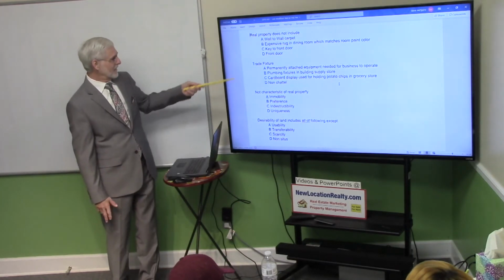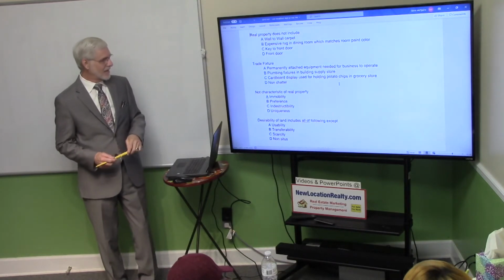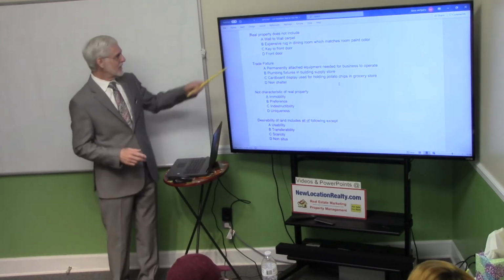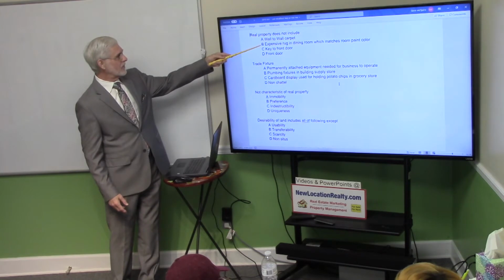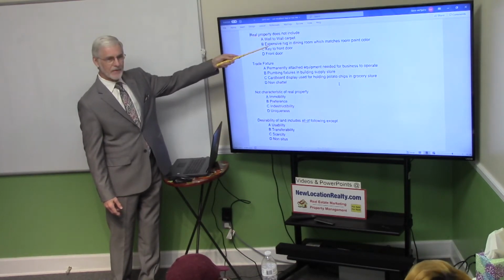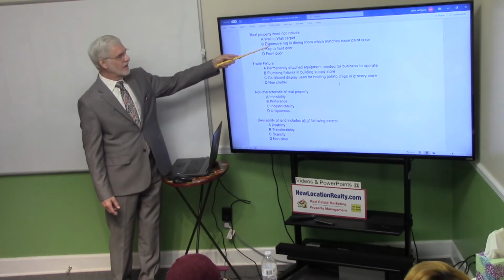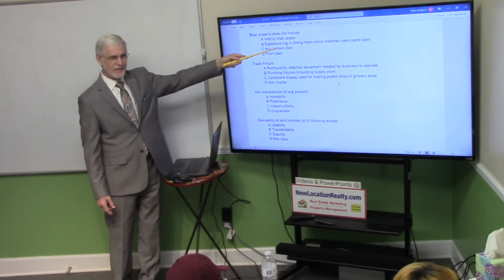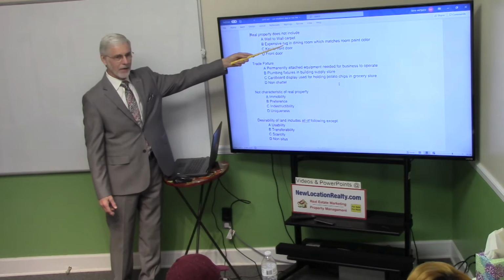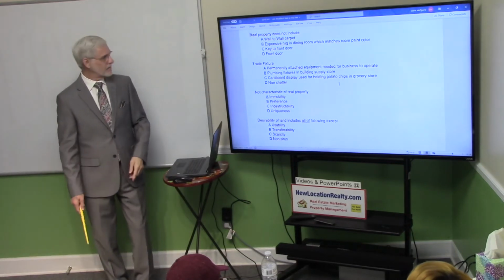Trade fixture, permanent attached to permanent. So the answer is what, D? No, it's B. The expensive rug is personal property. It doesn't matter what it costs. It doesn't matter if it matches the paint color. It's just a rug.